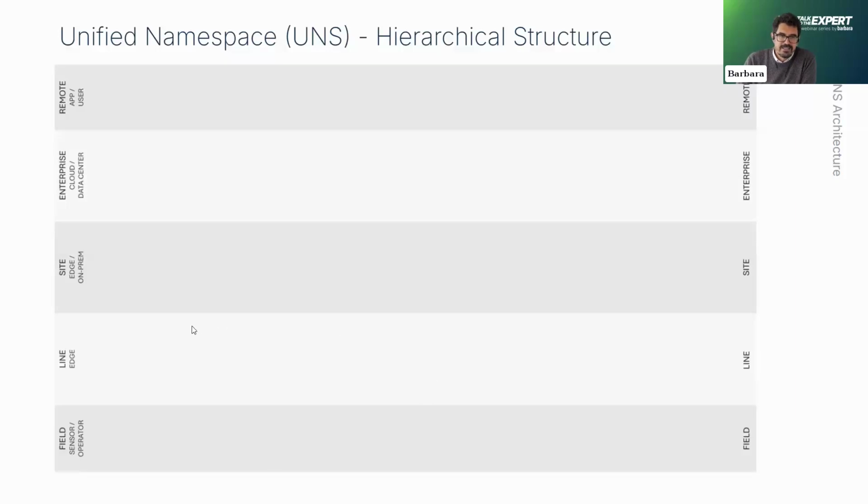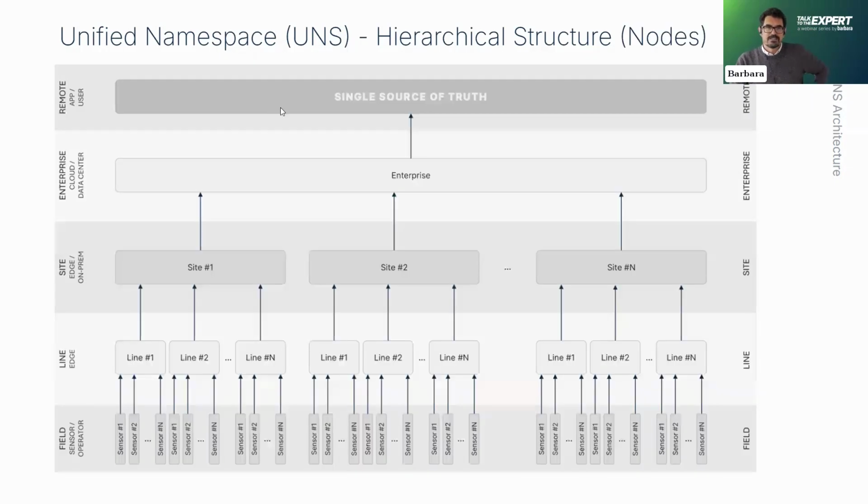Then we have the line level, where we get all the information for every physical device in every line. The information then goes to the next level, which is the site level, where we consolidate the information from all the lines that belong to the same site. And then we have the enterprise level. Here we have all the information about all the sites available in an enterprise. So finally, in this top level, what we have is this single source of truth.